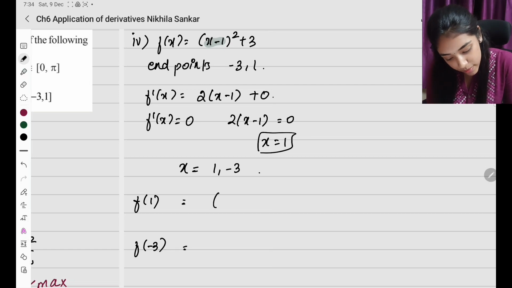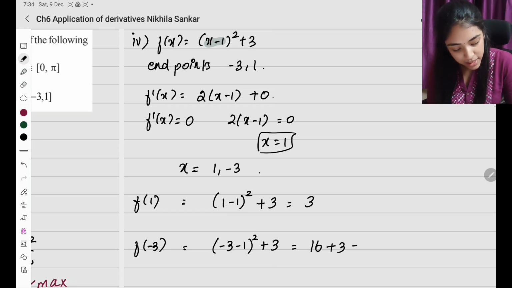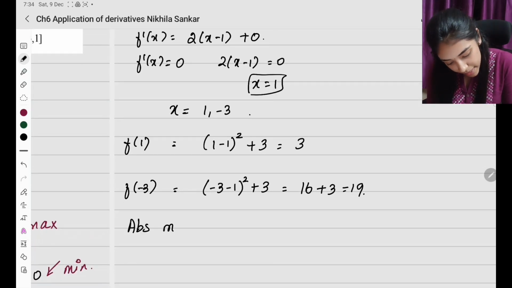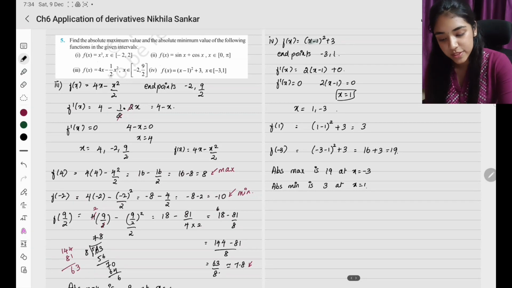So substitute 1: 1 minus 1 the whole square plus 3, which is going to be 3. And when I substitute minus 3, so minus 3 minus 1 the whole square plus 3. So minus 3 minus 1 is minus 4, minus 4 the whole square is 16 plus 3, which is going to be 19. So my absolute maximum is 19 at x equals minus 3 and absolute minimum is 3 at x equals 1. Very, very simple. Please copy.